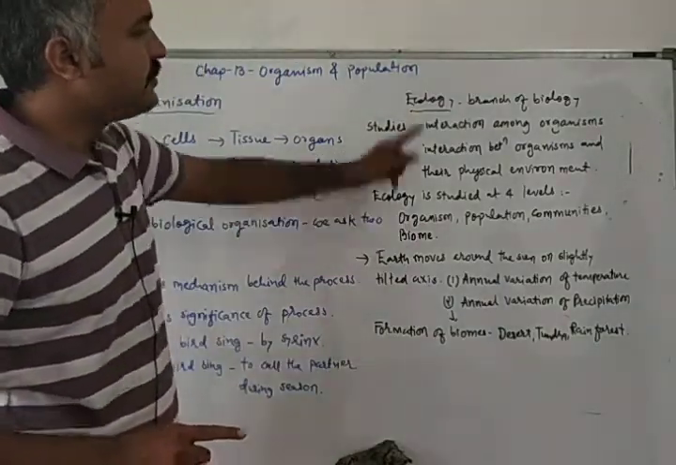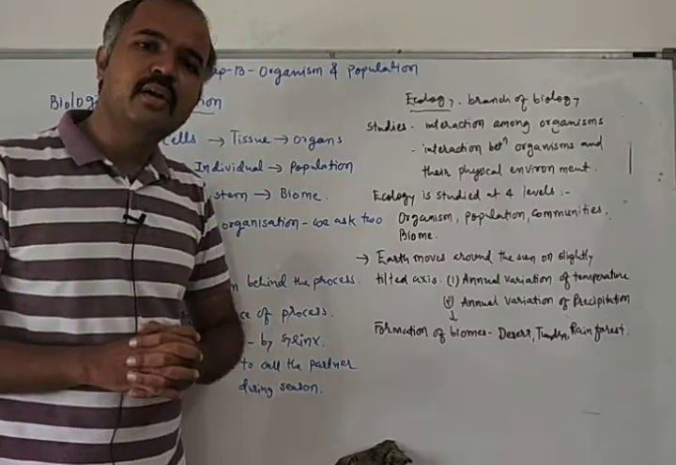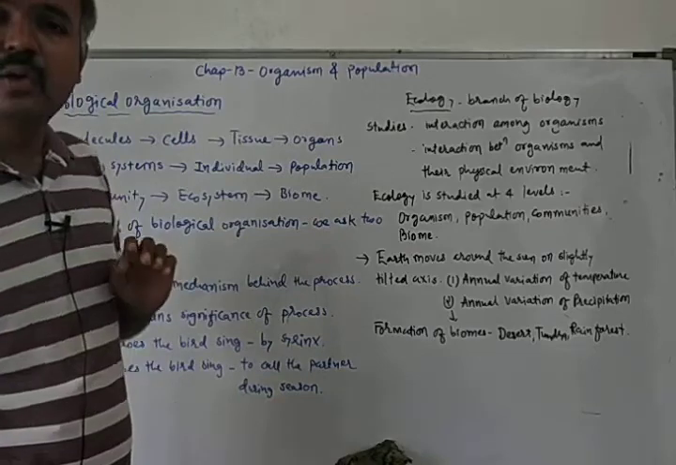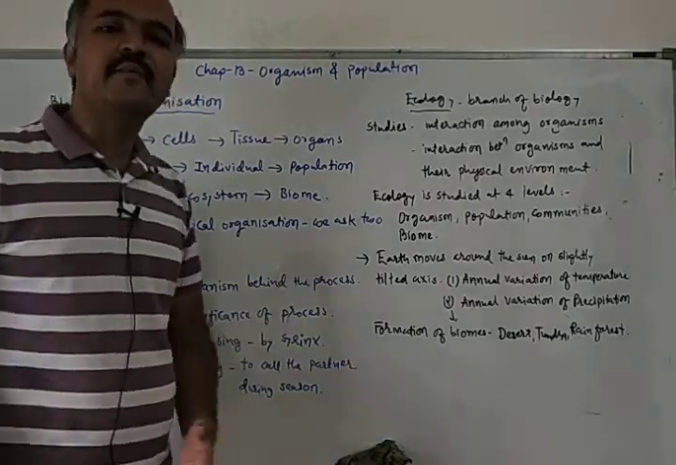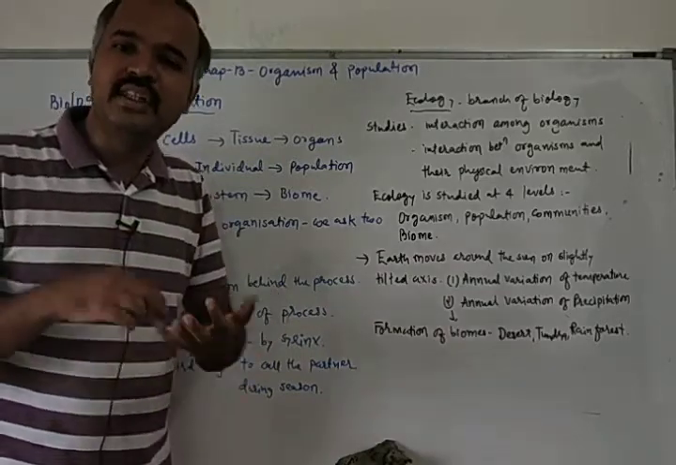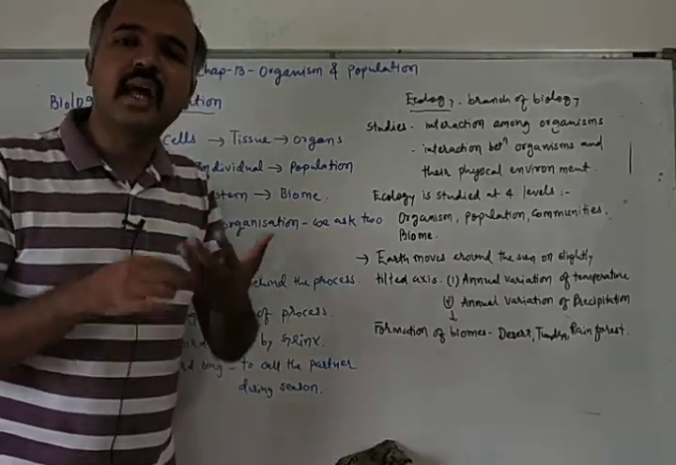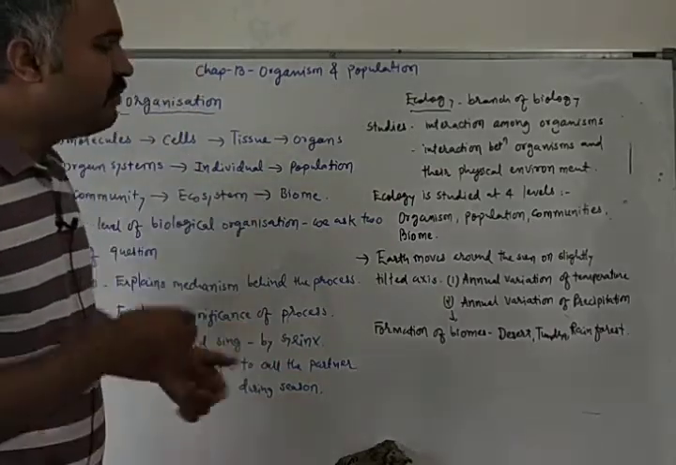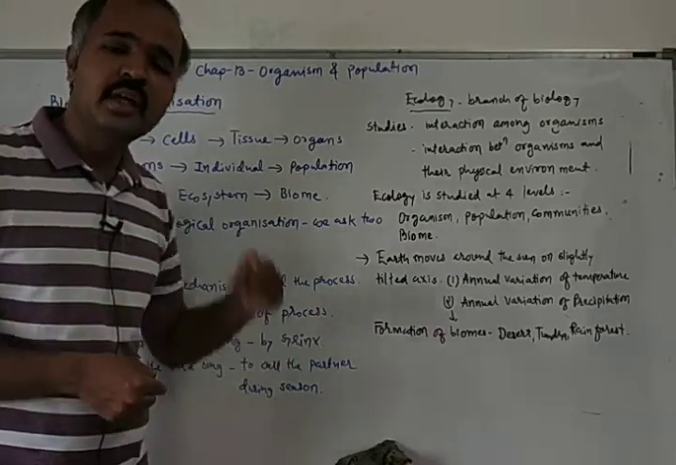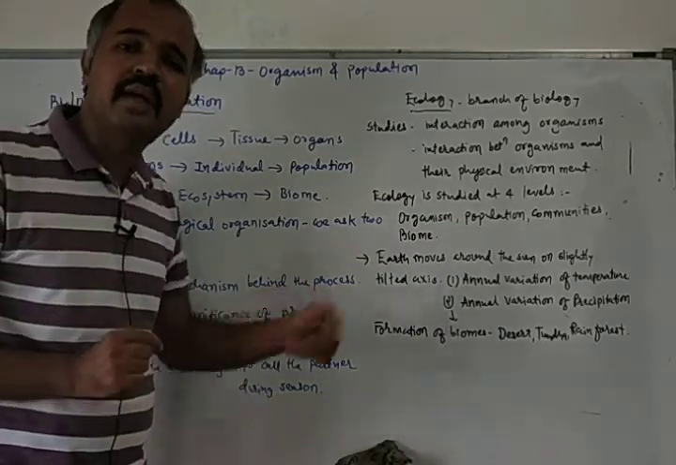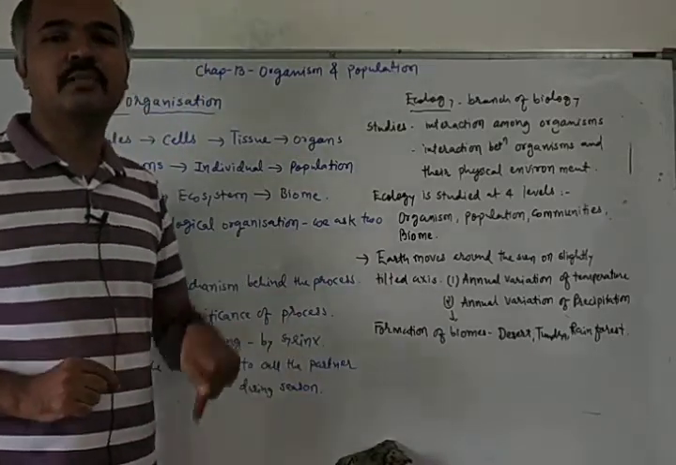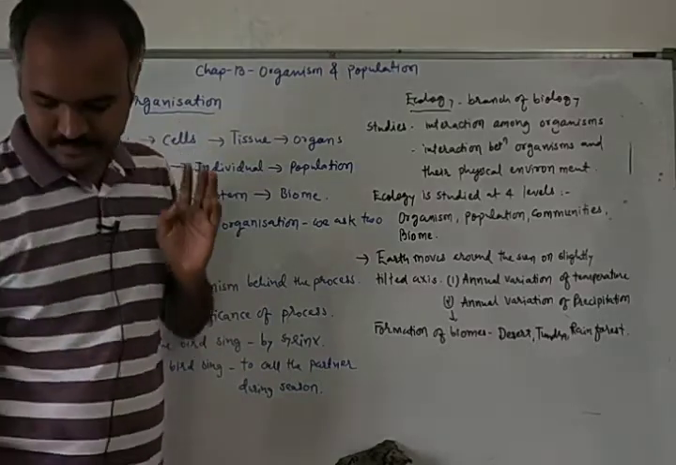So here we have learned the definition of ecology. Then we said that we learn ecology at 4 levels, but in this chapter we will learn ecology only at 2 levels. And then we have talked about the formation of biomes, and we have seen examples of biomes. In the next slide, we will learn about different habitats and how different habitats are formed.